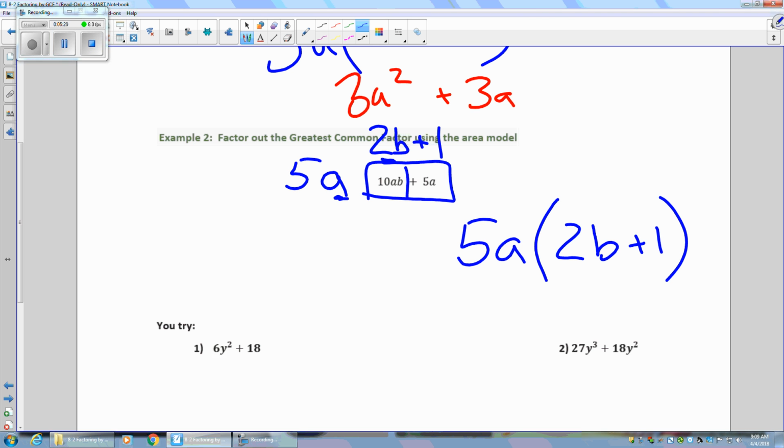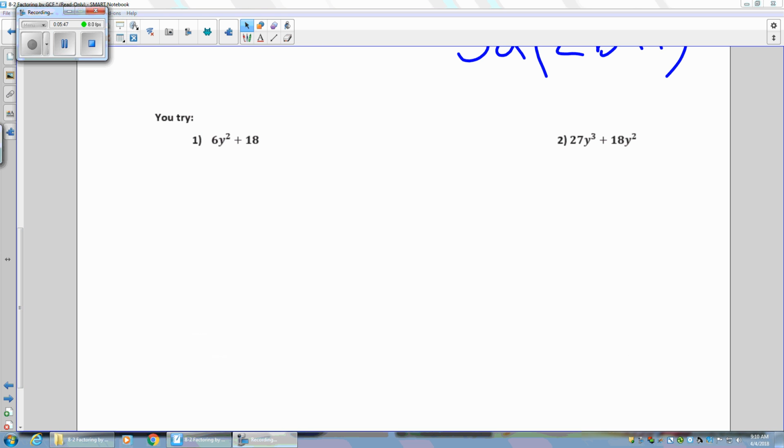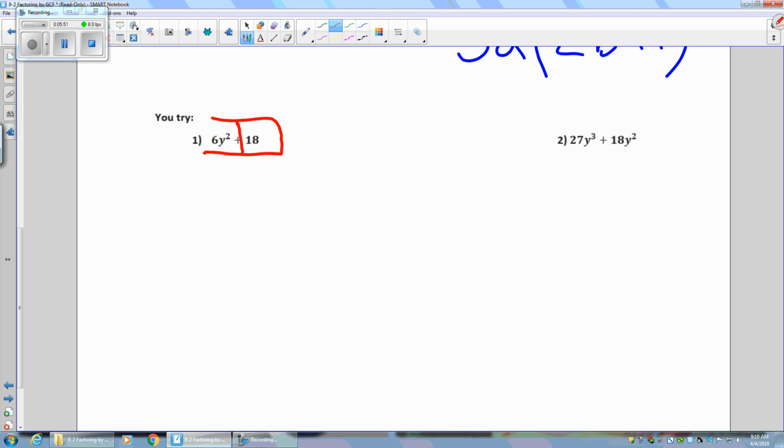All right, so why don't you guys pause the video, try 1 and 2, and we'll take a look at it together here in a second. All right, hopefully that was enough time for you guys to pause it. We're going to scroll down here and take a look at 1 and 2. So I'm going to put the box around it. Biggest thing I can pull out of 6 and 18 is 6.